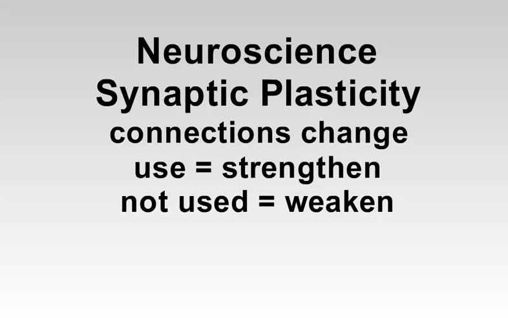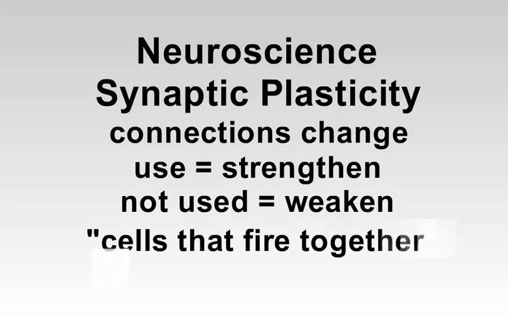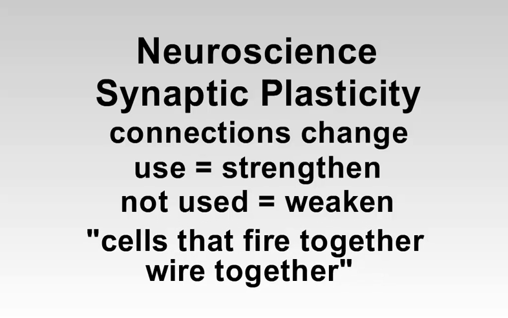If not, it weakens. The general idea is that any two cells that are repeatedly active at the same time tend to become associated, with activity in one cell triggering activity in the other. The phrase "cells that fire together wire together" shows the effect. This is the physical description of learning.